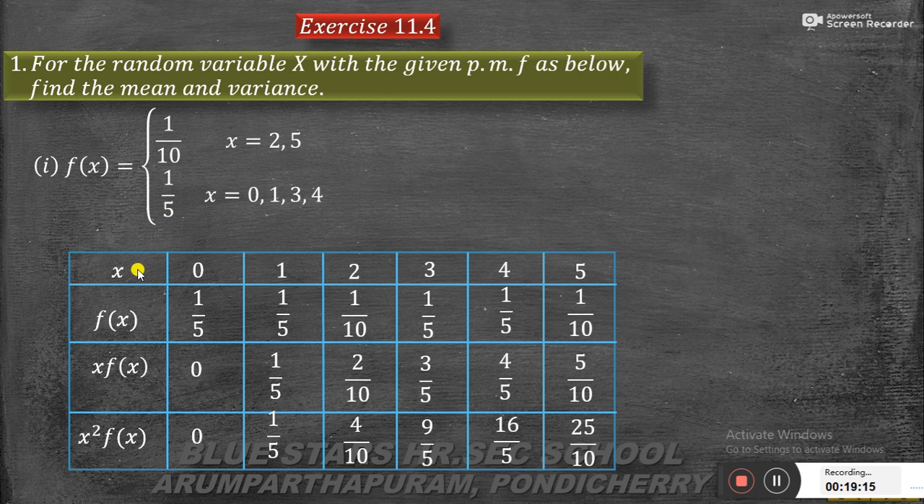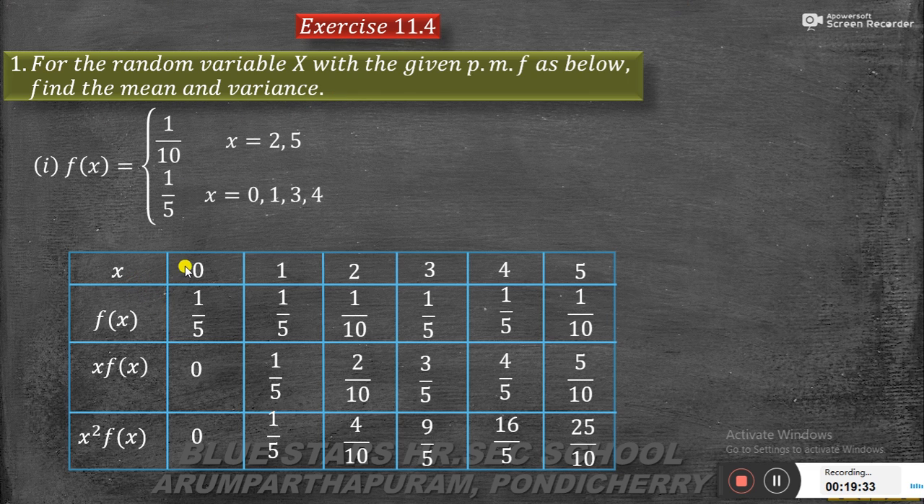Now I take the table, because we calculate the mean. Mean means expectation of x equals summation of x into f of x. Next, the variance formula: variance equals expectation of x square minus expectation of x whole square.